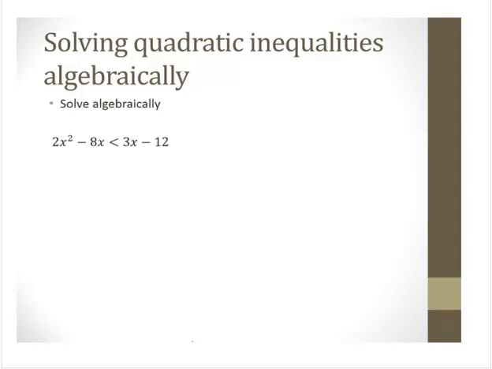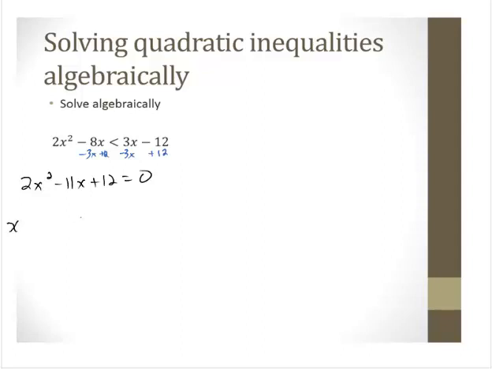Alright, here's another example. We want to solve algebraically 2x squared minus 8x is less than 3x minus 12. Alright, so I'm going to get this to a standard form. I will subtract 3x from both sides and add 12 to both sides, yielding 2x squared minus 11x plus 12 is 0. Now let's see, I'm not sure if that's going to factor. So let me just go straight to the quadratic formula.